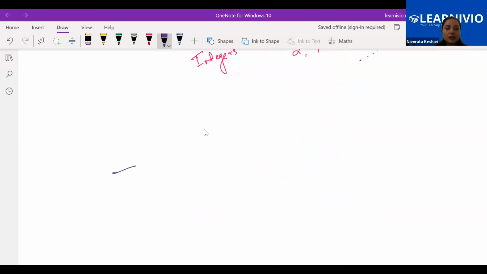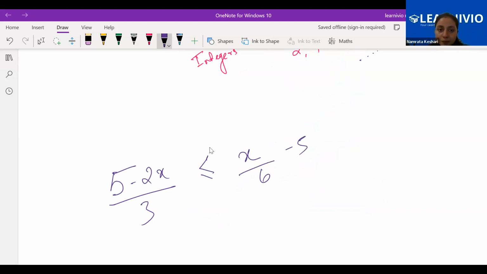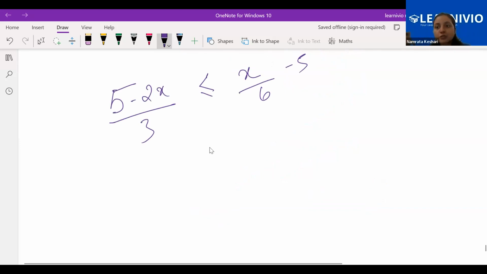Yeah, this one. 5 minus 2x by 3 is less than or equal to x by 6 minus 5. Let's do it quickly. If you have understood the previous one, let's do it quickly. We can keep 5 on that side only, or we can collect all the x terms on one side. Whatever you want, you can do at first.